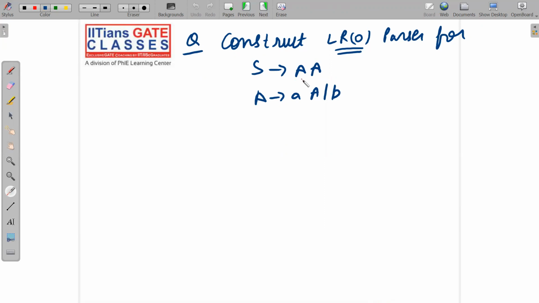In proper flow, I will explain each and everything: how to construct the table, how to construct the algorithm, and so on. Each and everything I will explain properly in the next class. That is a much better idea.